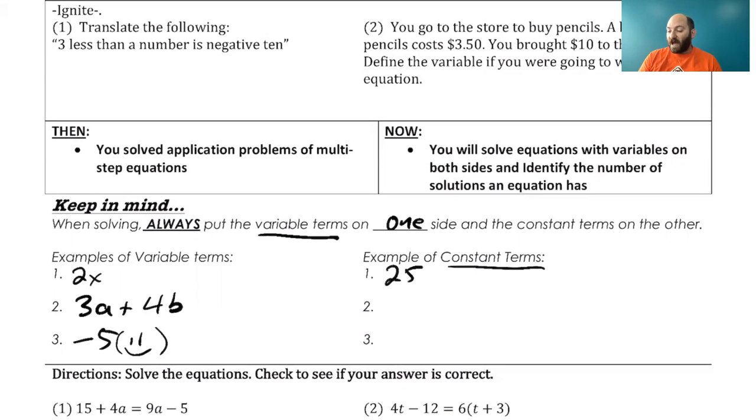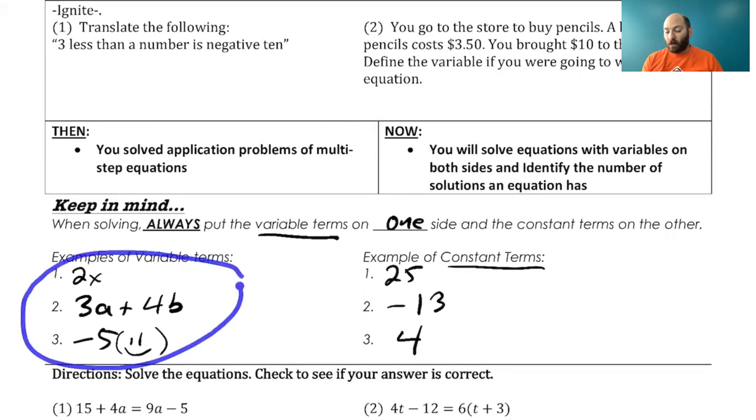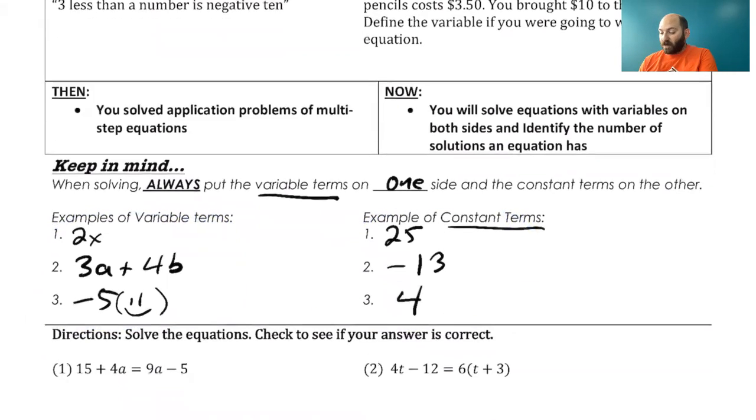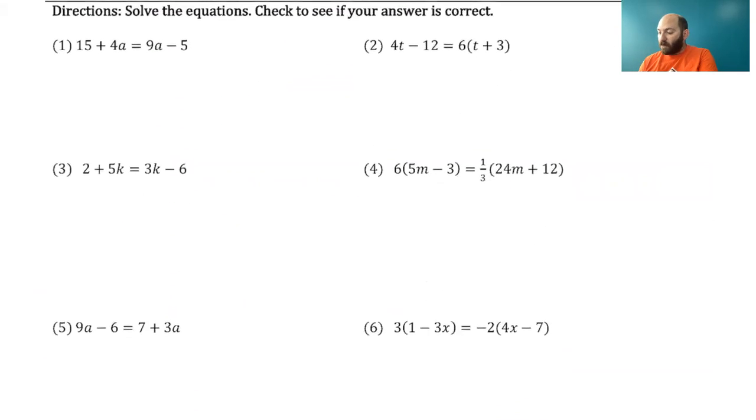So 25, -13 and 4, these are constant terms. The goal when I deal with variables on both sides is to get all the variables on one side and get all the constants on the other. Looking down here, we've got 6 examples to go through.